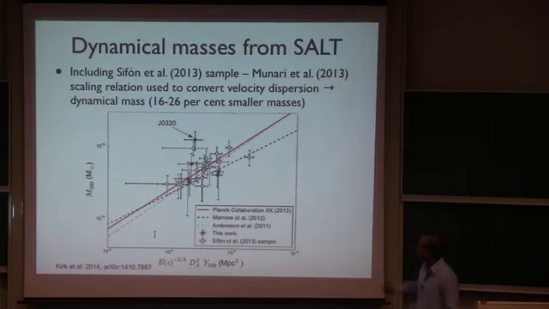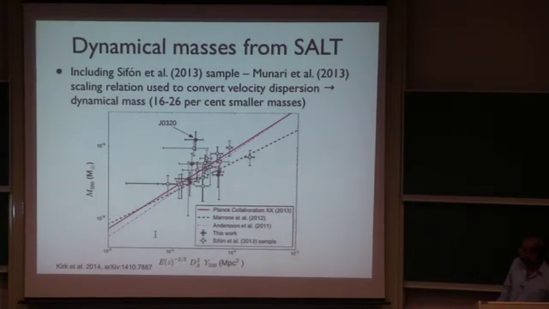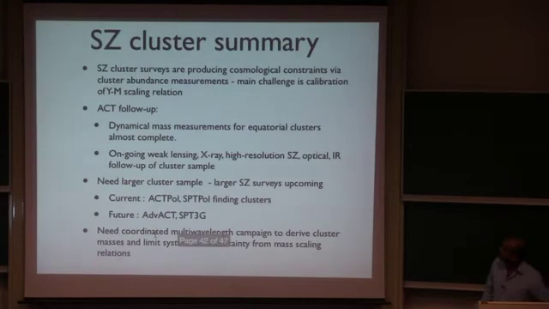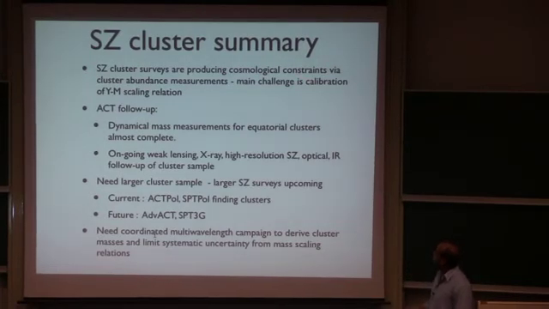Right, so that's one important part of the exercise, and so we'll continue to do this work on SALT, following up clusters we detect. Okay, so just a summary. I think I've got a minute to do that. As cluster surveys are starting to produce, even though they're relatively new, interesting cosmological constraints. The main challenge is the calibration of the Y-M scaling relation, and secondly, we need more clusters.